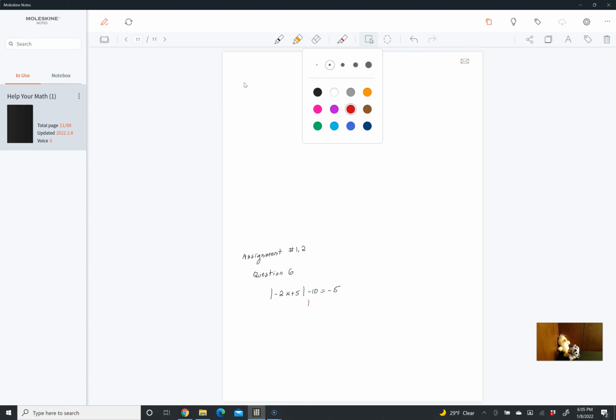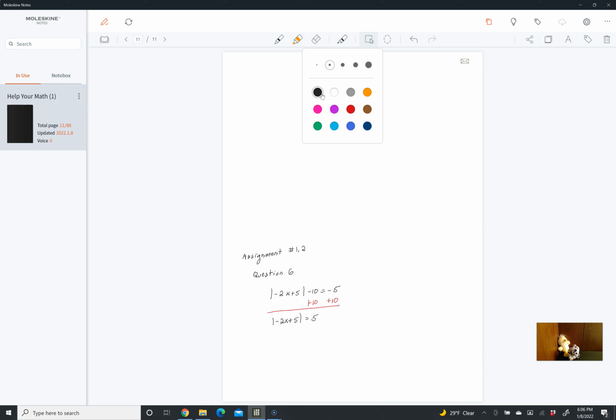And when we add 10 to both sides, we get that the absolute value of negative 2x plus 5 is equal to positive 5. So we know that we have a solution because the absolute value is supposed to be positive. So now we have to say, okay, what equation can we get from this?